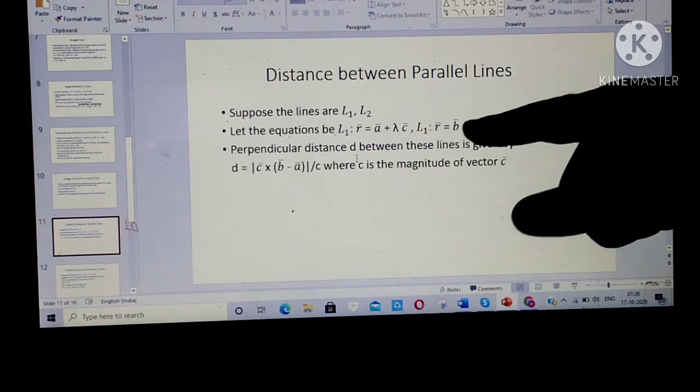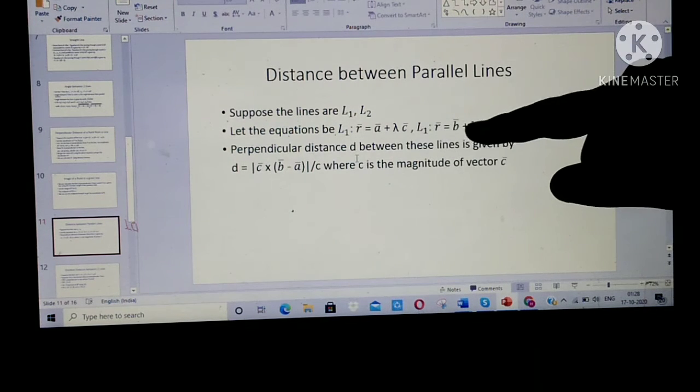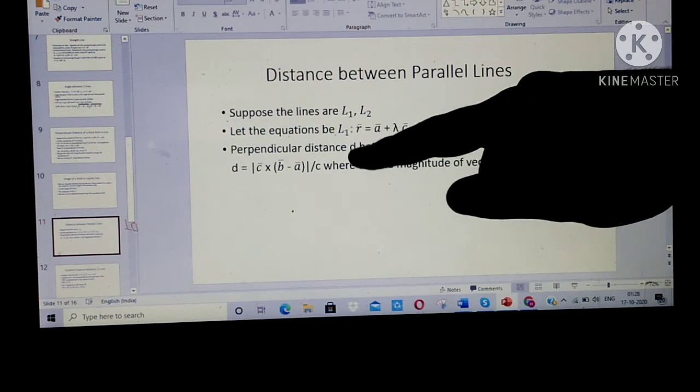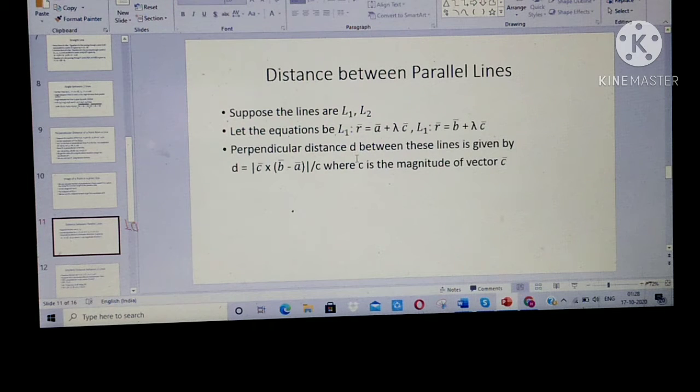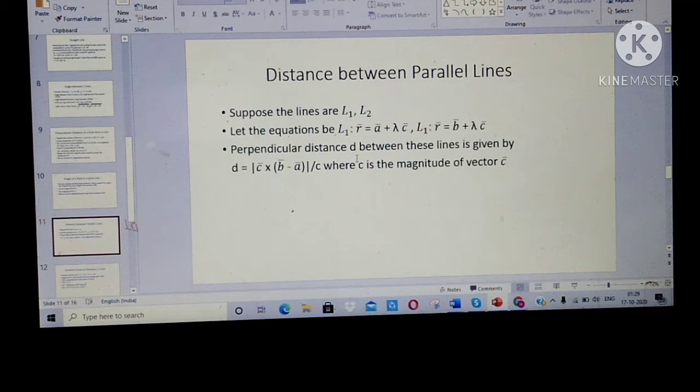C vector is parallel to both the lines, so I take c vector, and then b minus a. B vector is lying on the second line, a vector is lying on the first line. So b minus a will be the vector joining these two points. So cross product of that, take the mod and then divide by magnitude of vector c. This will give us the distance between the parallel lines.